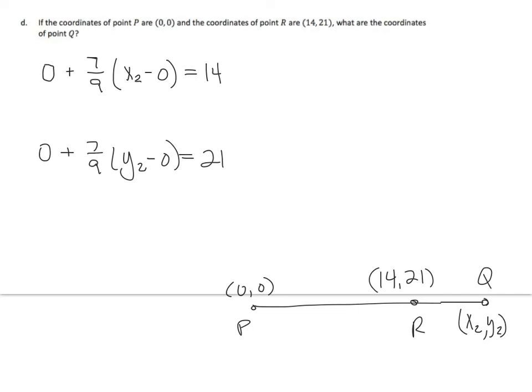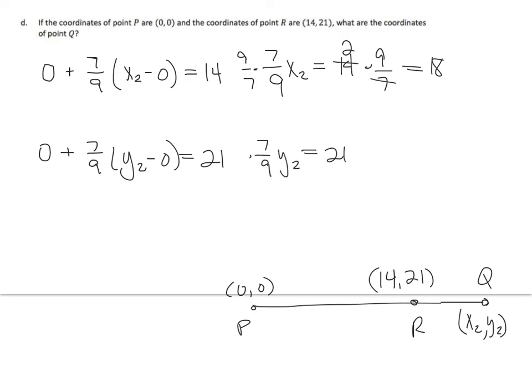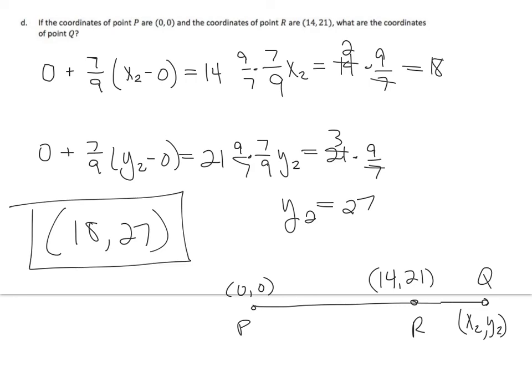All right, luckily we have lots of zeros, so 7 ninths of x2 equals 14. I'm going to multiply 14 times 9 divided by 7. Oh, that was silly. That would be a 2, and that's 18. And then here, I have 7 ninths times y2 equals 21. So multiply by the reciprocal. That gives me y2 equals 27. So my ordered pair is 18, 27. We've got some algebra into our geometry. Cool?